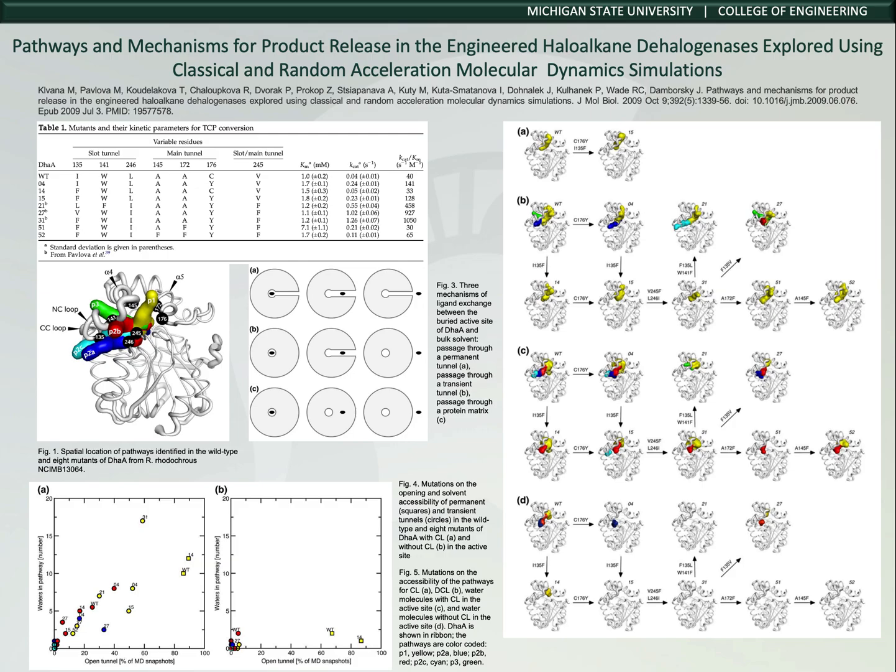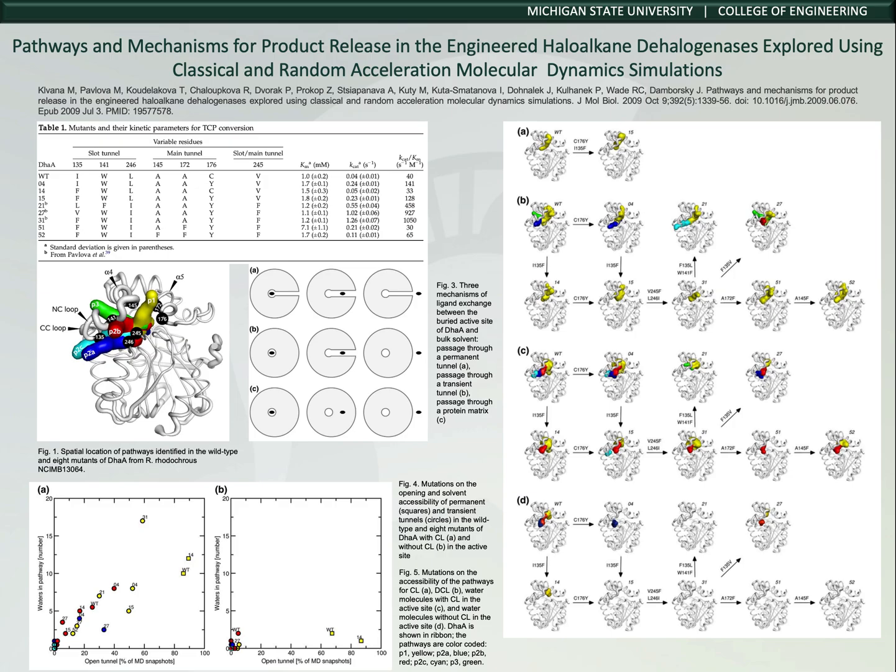For pathway P2B, this was the deep surface depression near the slot tunnel, and its accessibility was controlled by the aromatic residues, being the mutation of W or F141 and P25F, as well as the flexibility of the NC loop. Pathway P2C was a branch of P2A and was formed by the NC loop and the alpha 7, alpha 8 loop, and formed an open tunnel only in the wild type and mutant 21, and only in the presence of Cl in the active site.